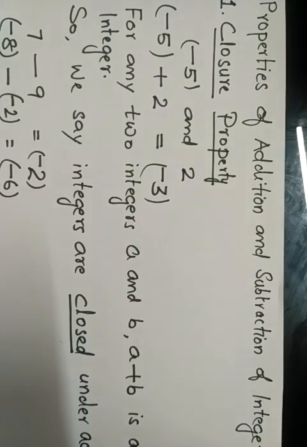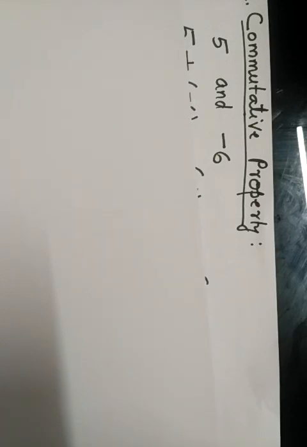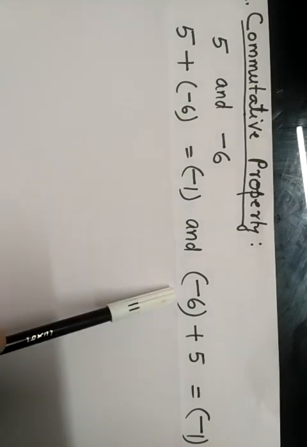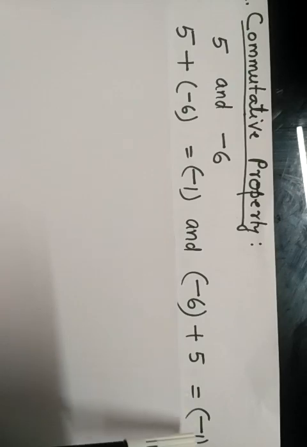Now let us move to the next property, that is the commutative property. Let us see what the commutative property is. Let us consider two integers, 5 and -6. Let us add them. 5 plus -6 is equal to -1. Now we can add by changing the order of the integers. Here we first wrote 5, then -6. Now we can write -6 plus 5. Then again the answer is -1.